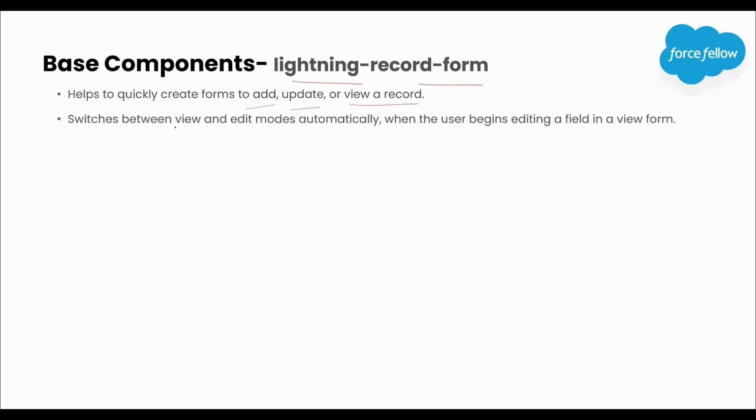First, let's start with lightning-record-form. So this lightning-record-form can help us to quickly create forms to add, update or view a record and allow us to switch between view and edit modes automatically when the user begins editing a field in a view form. I mean, this base component can be used in three scenarios, like to create a new record or to view and update an existing record. Okay. Now let me show you how this component looks. In my org, I already created a component for demo purposes. So let me open that.